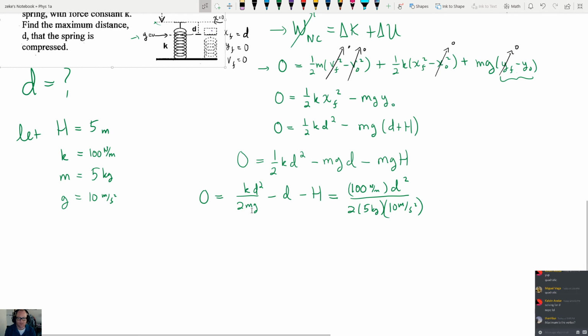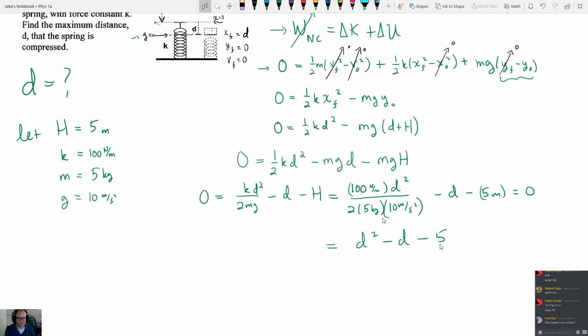All right, k over 2mg. This is great because this coefficient's 1 now. That's awesome. All right, and then minus d, and then minus h, which is 5. So basically what is that, 100 divided by 10 times 10? Yeah, that's 1. So we end up getting d squared minus d minus 5.